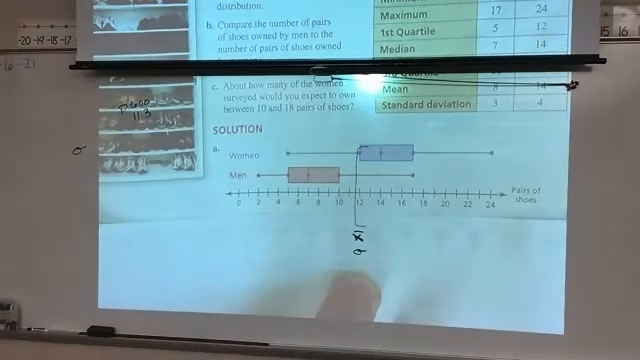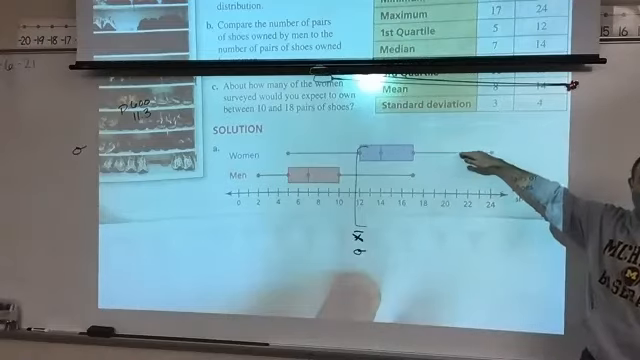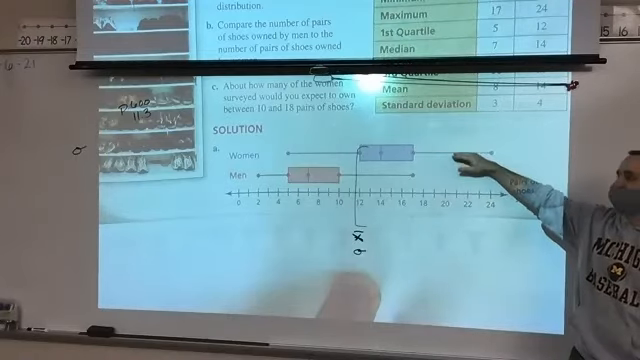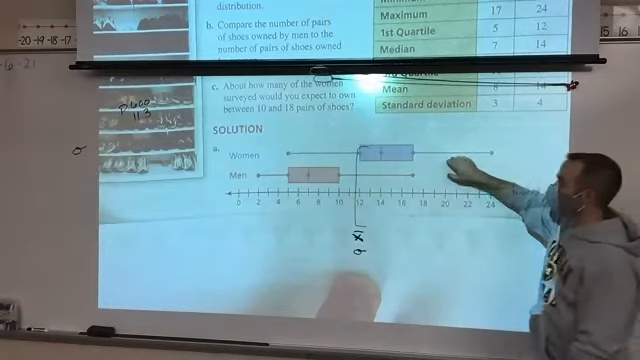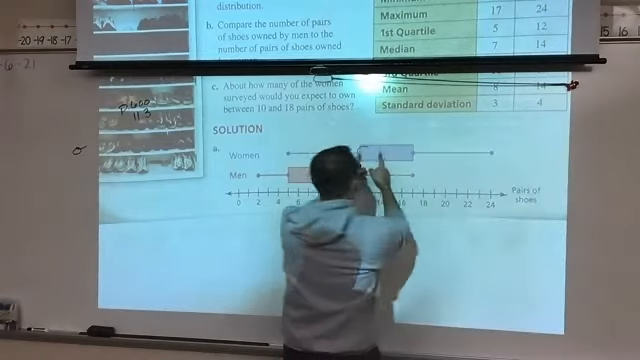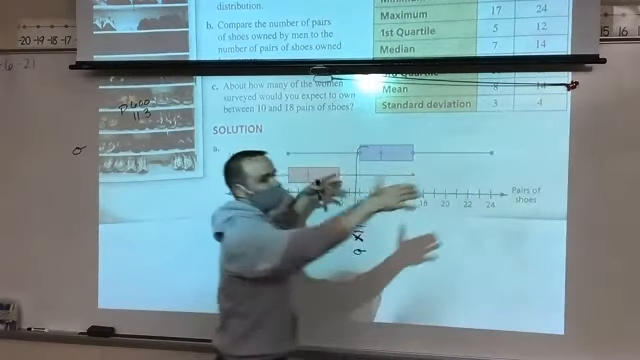All right, so what type of distribution do we have? How would we describe the one for the women? Levi? Yeah, I'd say that's symmetrical. That's pretty close, right? Even though it's a little smaller here than here, overall pretty symmetrical.